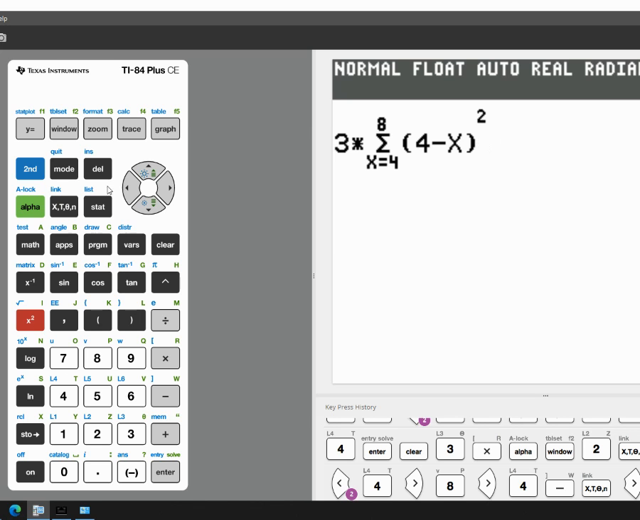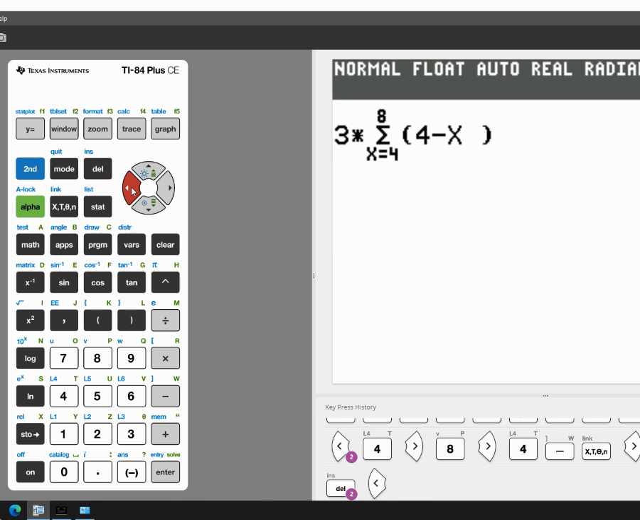So here's how we do that instead. I'm going to delete this and show you. Everything has to go inside these parentheses. So I'm going to go open parentheses, 4 minus x, close parentheses, squared. That's how you have to do this. All of your equation has to fit inside the original parentheses for that summation.